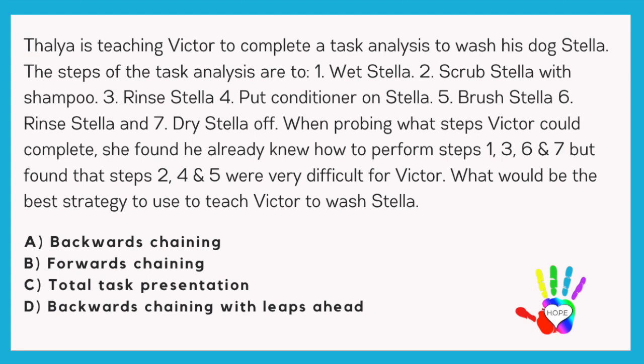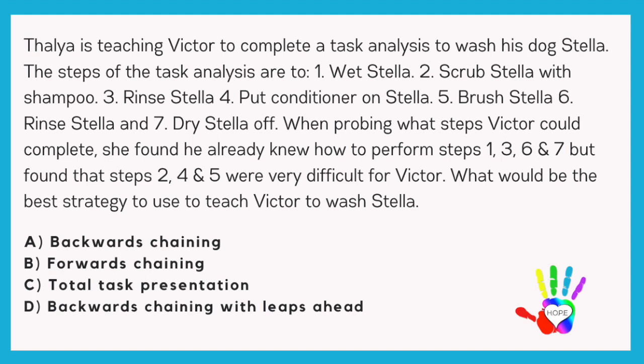So let's look at what a question may look like if you get a question about backwards chaining with leaps ahead. Talia is teaching Victor to complete a task analysis to wash his dog Stella. The steps of the task analysis are to 1, wet Stella, 2, scrub Stella with shampoo, 3, rinse Stella, 4, put conditioner on Stella, 5, brush Stella, 6, rinse Stella, 7, dry Stella off. When probing what steps Victor could complete, she found he already knew how to perform steps 1, 3, 6, and 7, but found that steps 2, 4, and 5 were very difficult for Victor. What would be the best strategy to teach Victor to wash Stella? A, backwards chaining, B, forwards chaining, C, total task presentation, and D, backwards chaining with leaps ahead.